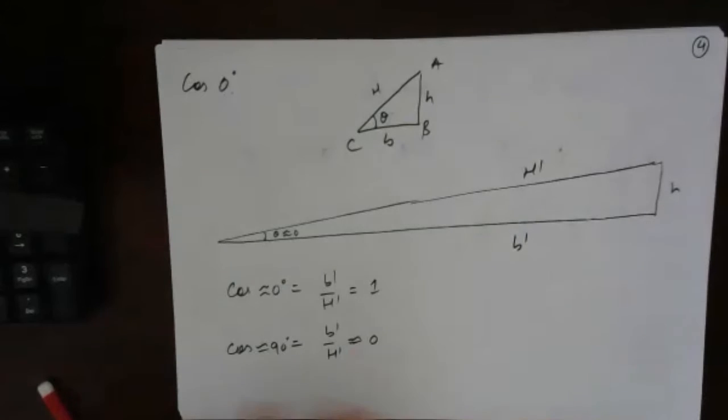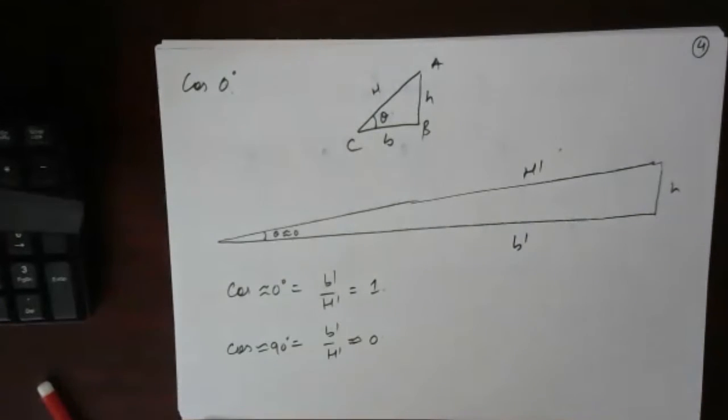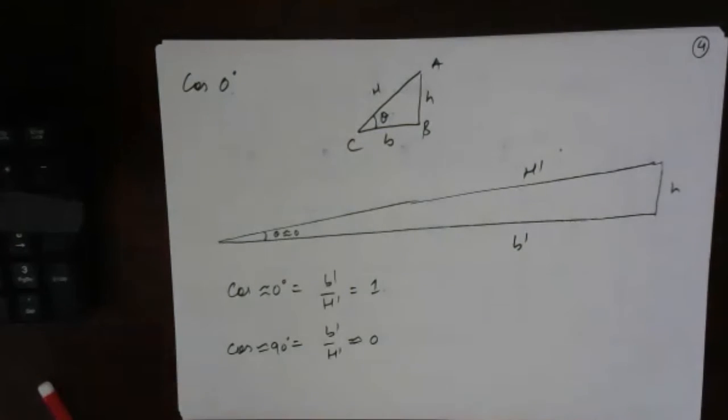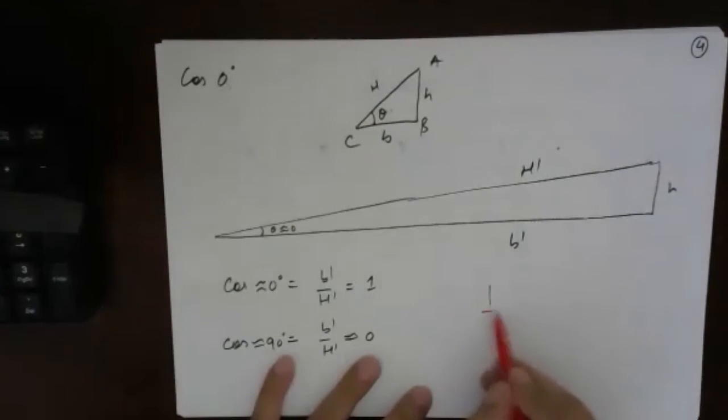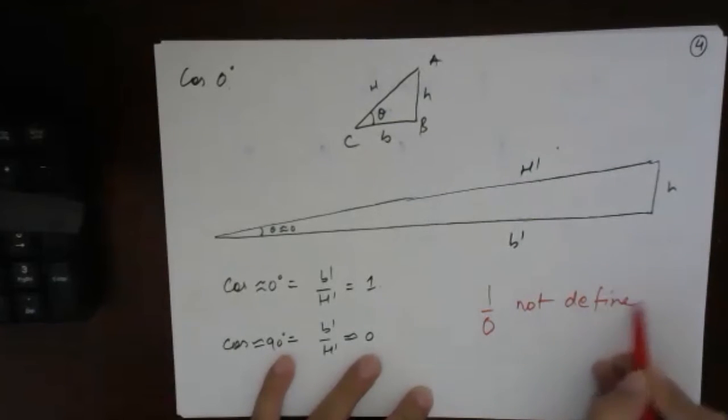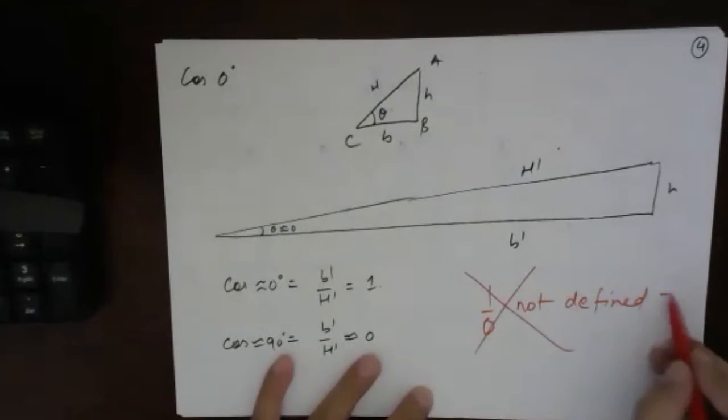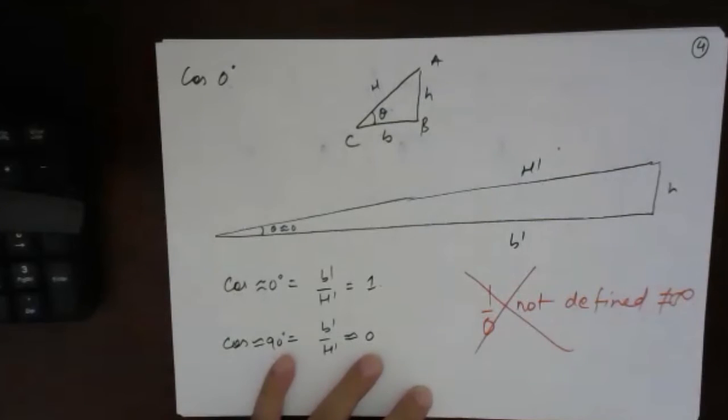Tan 90 they will never ask what it is. Tan 90 is undefined. You will say undefined, no value. Not infinity, undefined. 1 by 0 is undefined. It is not infinity, it is undefined. Just copy this: 1 by 0 is not defined.